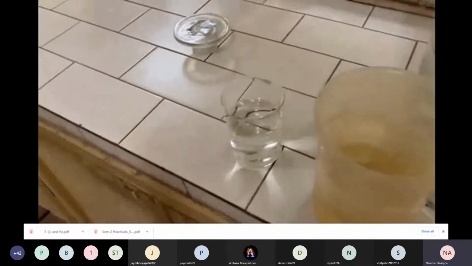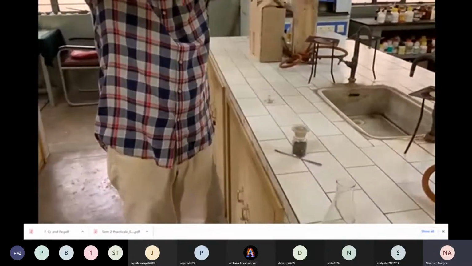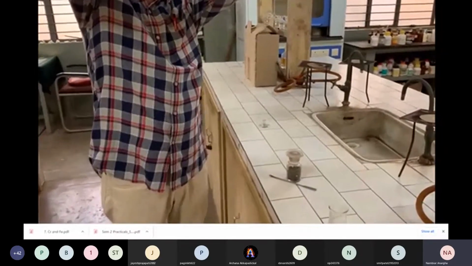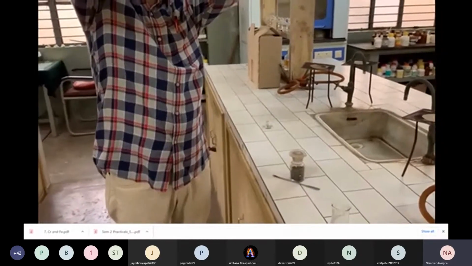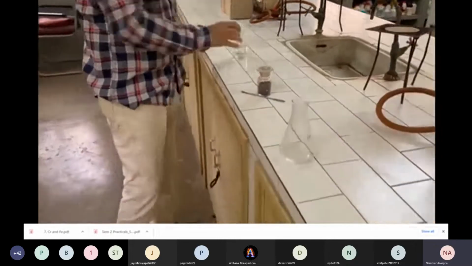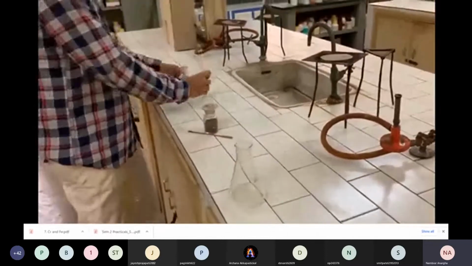Now, to this solution, I have to add about 3 ml of buffer. So this is ammonia chloride buffer. I need to add about 3 ml of it. Okay, it need not be very accurate, but more or less it is okay. Roughly around 3 ml we need to add.